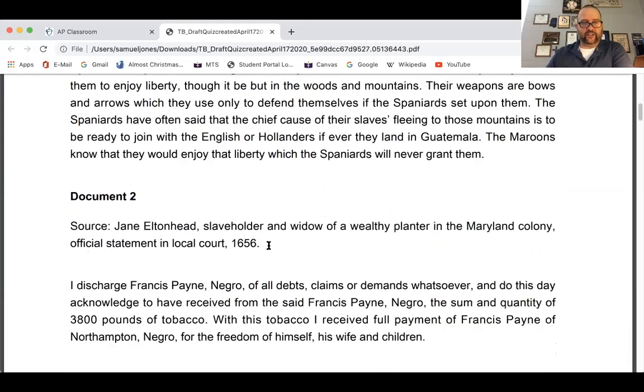This is Jane Eltonhead, slaveholder and widow of a wealthy planter in the Maryland colony. Her official statement in a local court, 1656. And here's what she's saying. I discharge Francis Payne, Negro, of all debts, claims or demands whatsoever, and do this day acknowledge to have received from the said Francis Payne, Negro, the sum and quantity of 3,800 pounds of tobacco. With this tobacco, I receive full payment of Francis Payne of Northampton, Negro, for the freedom of himself, his wife, and children.